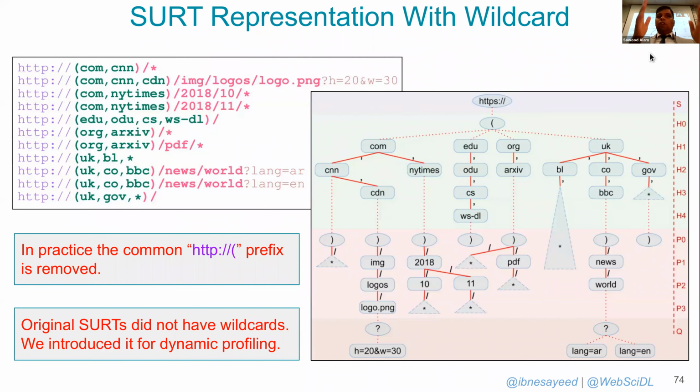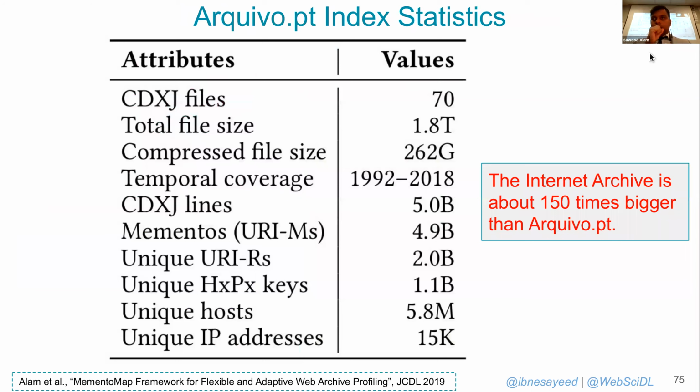So if you have the list of URIs in SURT format from an archive, whether it was extracted from the CDX or learned from URI sampling or full-text searching or whatever, you can organize that in a tree structure where the first top level is the scheme and then host and then path and then query parameters. And these asterisk signs are highlighted with these triangles. That's what it means really. And this is again an extension that we made so that we can perform dynamic profiling.